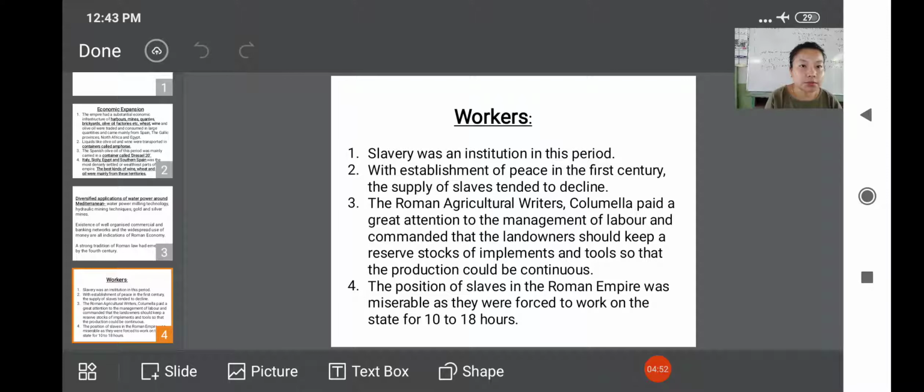With the establishment of peace in the first century, the supply of slaves tended to decline.